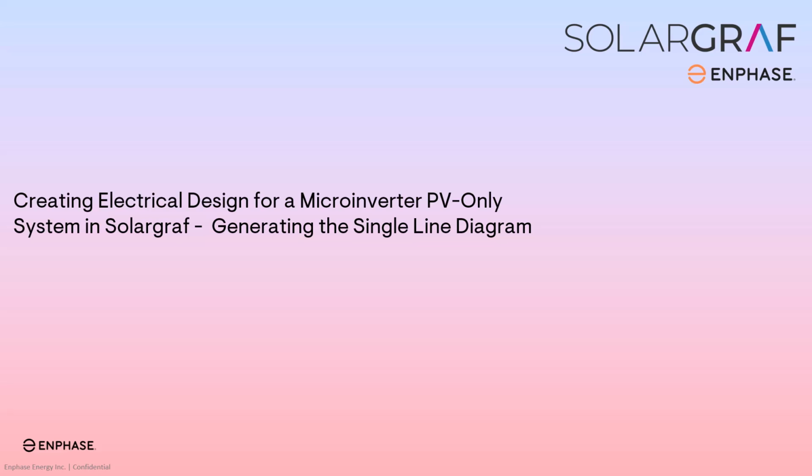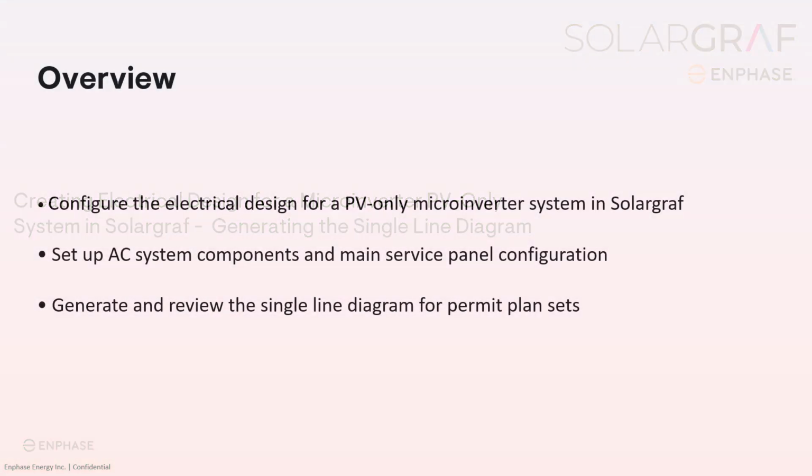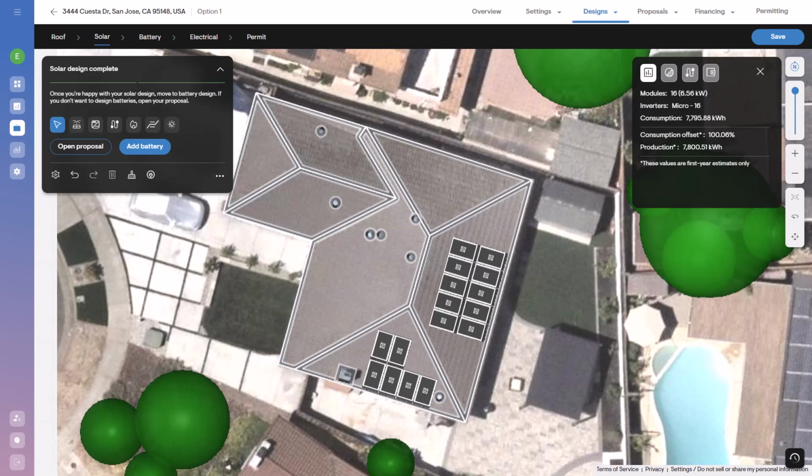In this video, we'll walk through the electrical design for a microinverter PV-only system in Solargraf, with the goal of generating a single line diagram. At this point in the project, the solar modules and microinverters have already been placed in the Solar Design tab. And since this is a PV-only system, there is no battery included in the design.